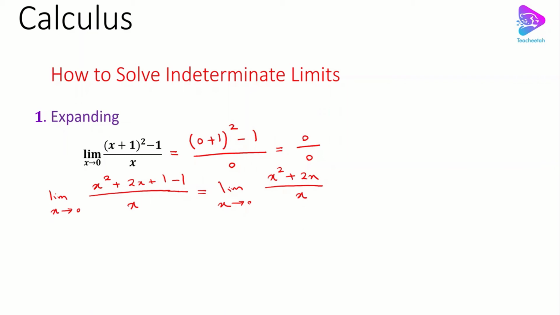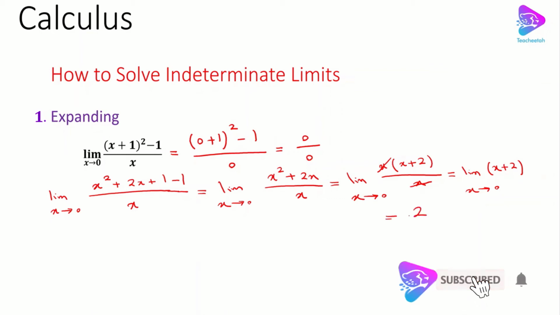Now if we plug in 0 instead of x, what we will have is again 0 over 0. What we can do is the factoring. Factoring out x will generate x times (x plus 2) over x, and x is approaching 0. Now we can cancel the x that we have on top and bottom, and that is going to be the limit of x plus 2 as x approaches 0. At the end we just need to plug in 0 in there, so the answer is going to be 2.